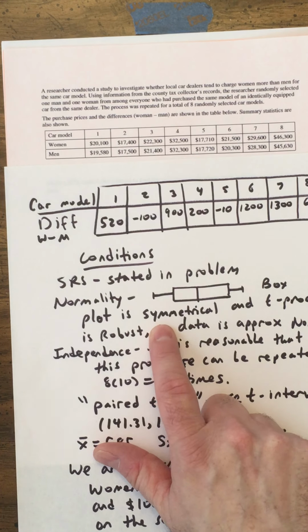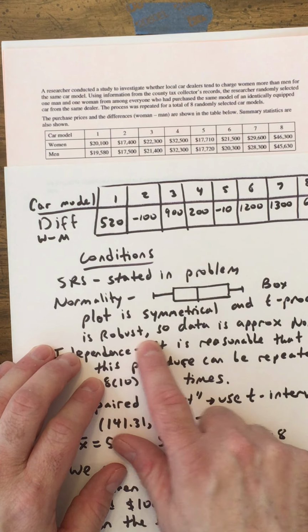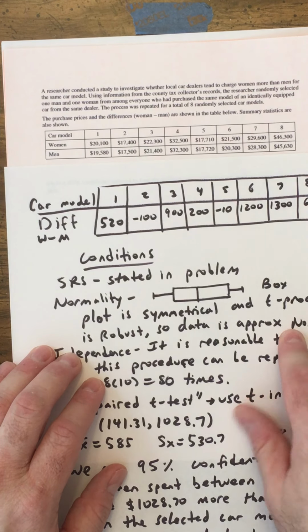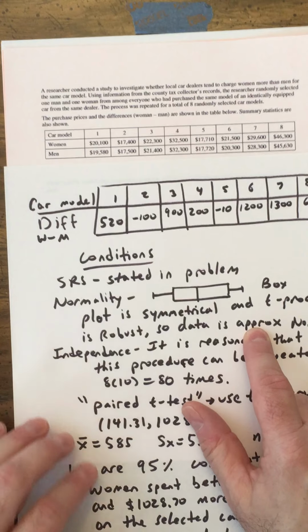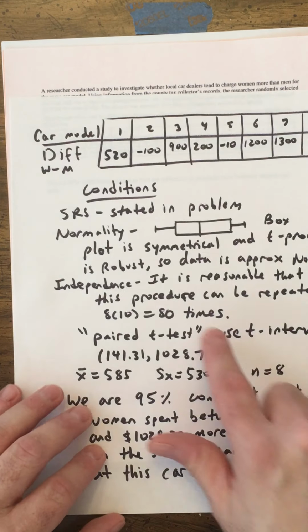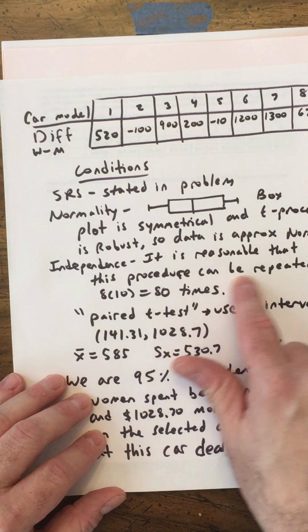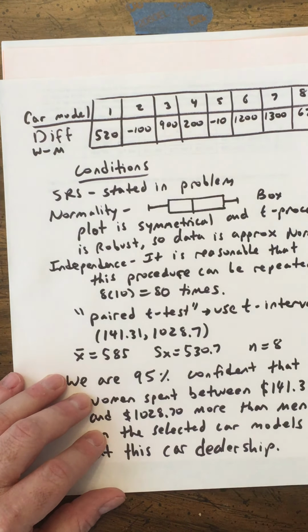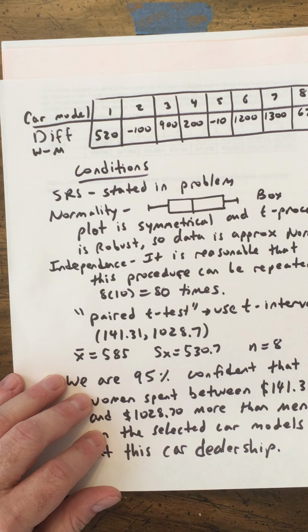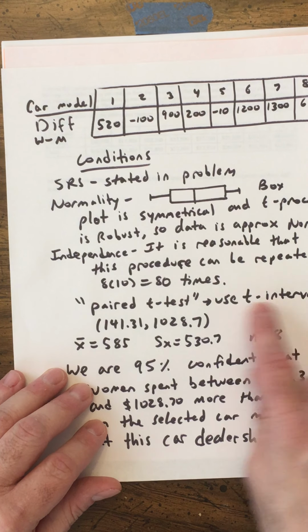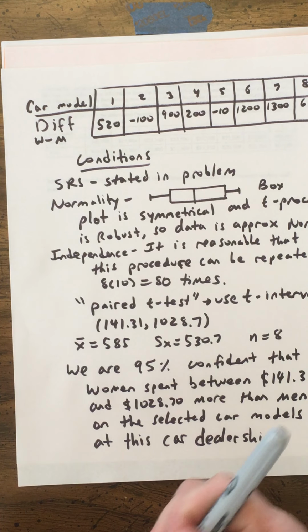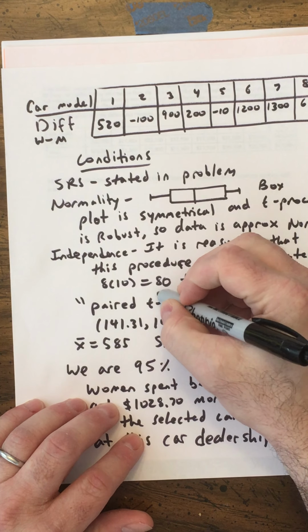The box plot is symmetrical, and since the t procedure is robust, we can assume that the data is approximately normal. That's good enough, even for a small data set, for us to go ahead with the t procedure. Okay, independence. It's reasonable that this procedure can be repeated 80 times, that we can get 80 pieces of data the same kind of way. We're doing a paired t-test, I'm sorry, not a paired t-test, we're doing a paired t-interval.